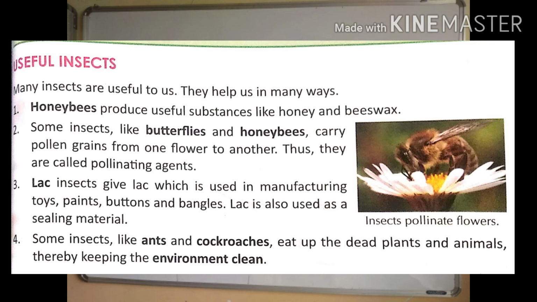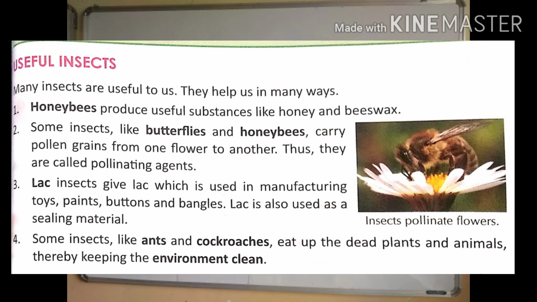Second, some insects like butterflies and honeybees carry pollen grains from one flower to another. Thus, they are called pollinating agents. We know that flowers have pollen grains, and when bisexual flowers are there, the pollen grains need to be given from one flower to another flower. This help is done by butterflies and honeybees, so they are called pollinating agents.